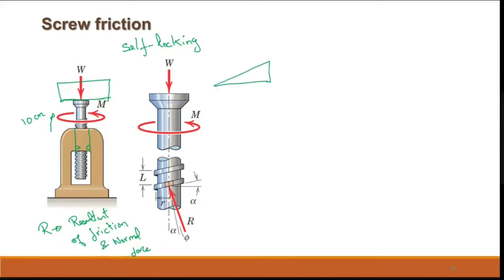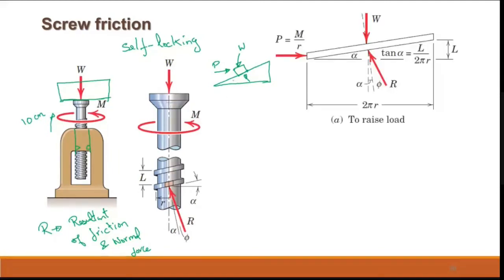an inclined plane similar to this one. You consider you have an object here. The weight of the object is acting in the downward direction, and you have the resultant. I want to apply a horizontal force P to move the object upward. This is what happens here. To raise the load, I'm applying something like this. You will equate this and you will get a formula.